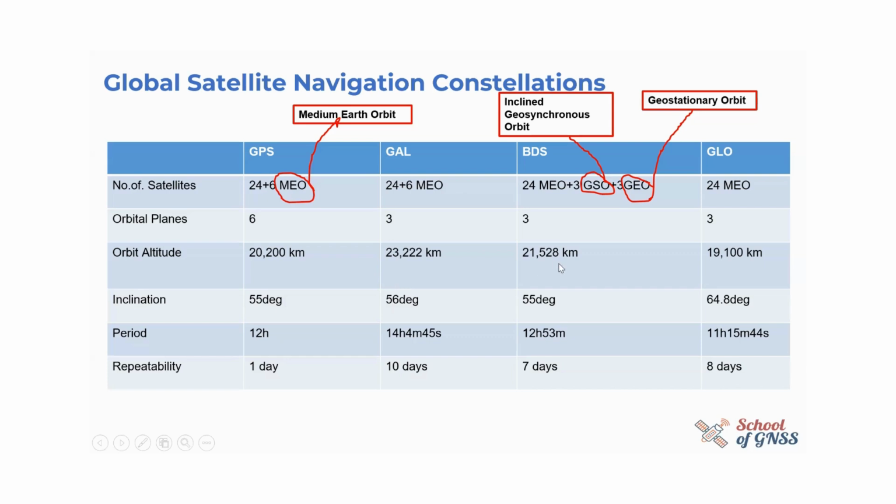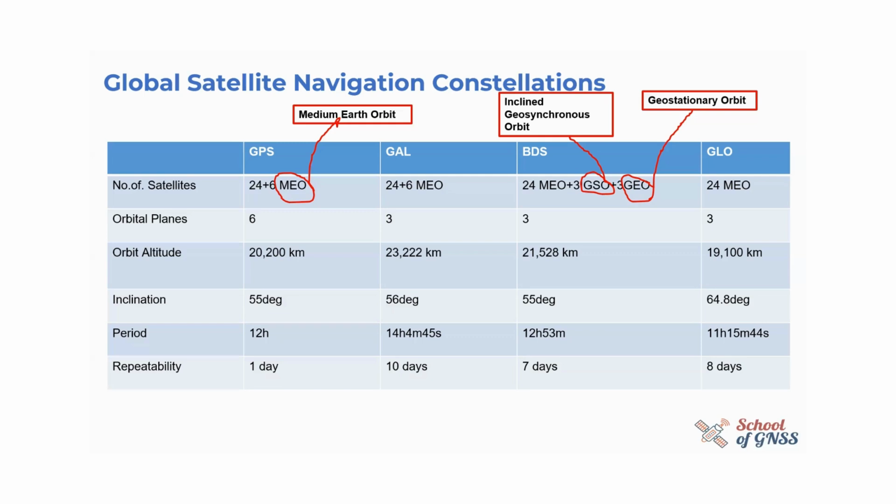21,528 kilometers for Beidou, and for GLONASS it's 19,100 kilometers. Inclination is always measured in degrees. The inclination angle is related to the Earth. It is designed in such a way that it tries to cover the whole world. So mostly the 55 degrees is set for the satellites so that they try to cover the whole Earth.